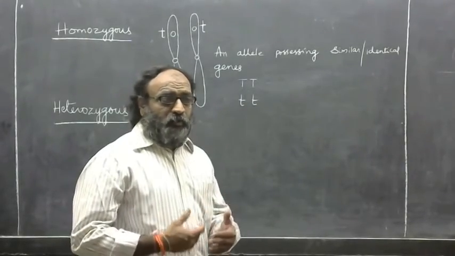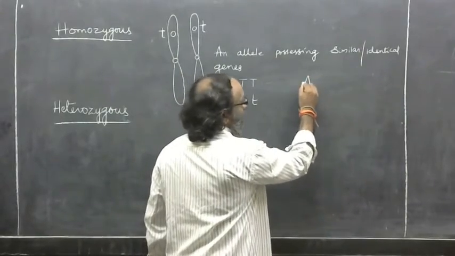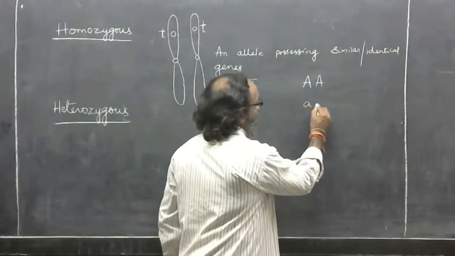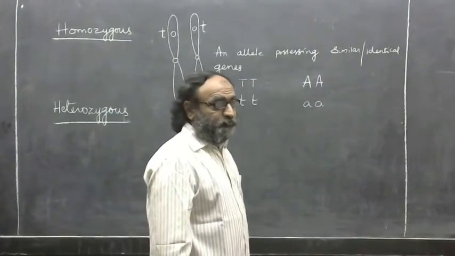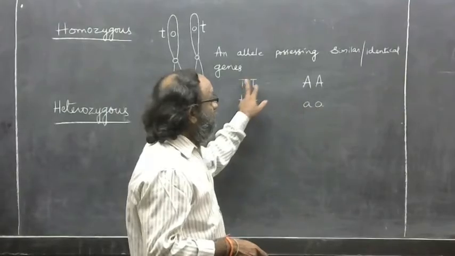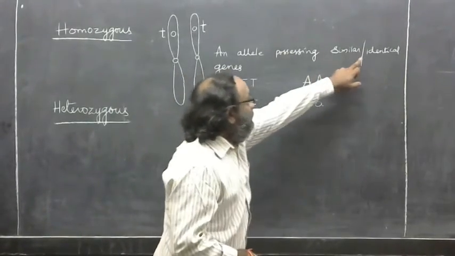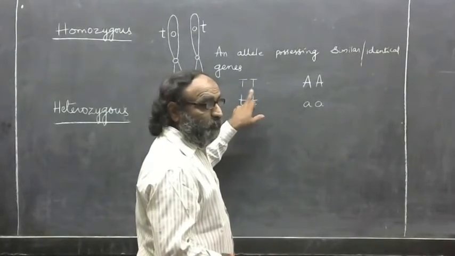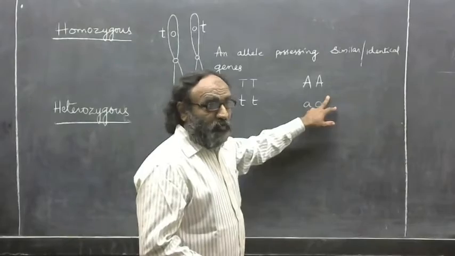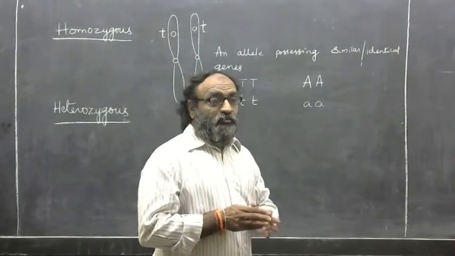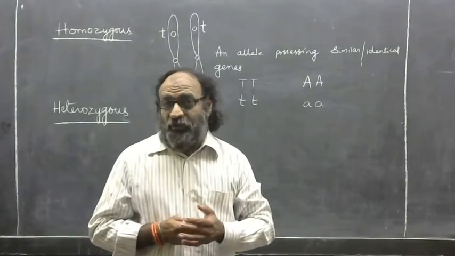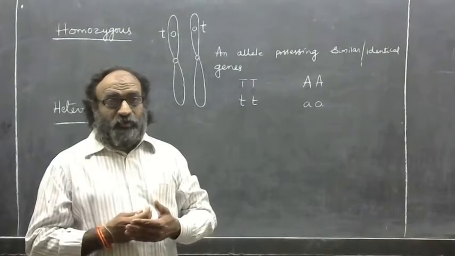So you can have many examples. If I say capital A for one character, then it is homozygous condition, and small a, it is also homozygous. An allele possessing means carrying identical genes. Both are capital T genes or both are small t genes. Or both are capital A genes or both are small a genes. Then the condition is said to be homozygous. So the condition is said to be homozygous when an allele has identical or similar genes.